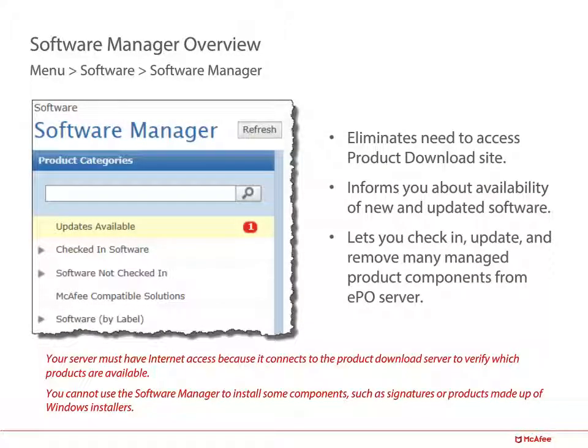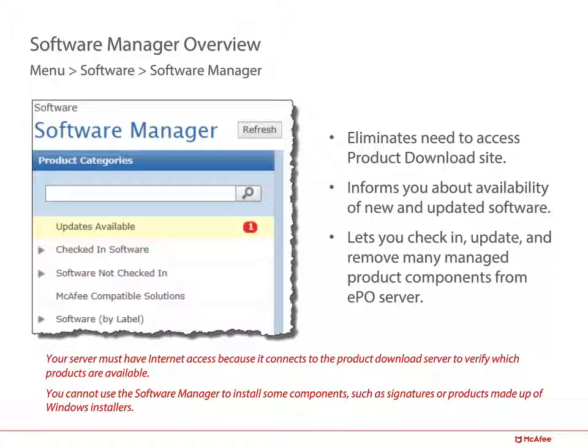If you utilize the Software Manager to help you get your products downloaded, here is how you look at that. You click Menu, Software, and Software Manager. One of the things that I recommend is if you're not seeing anything new, click the refresh button, and that will force the EPO server to requery the software. And then you can see your different updates.